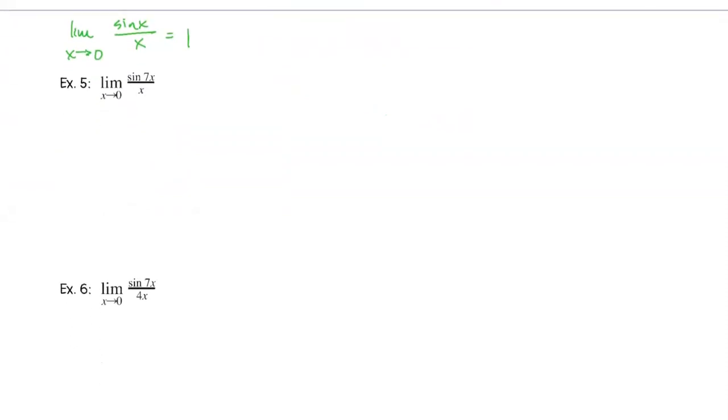So thinking about that, I look at question 5 and I'm like, that looks pretty similar, right? Sine of 7x over x looks pretty similar to sine x over x. And I'm wondering if anybody has any guesses off the top of their heads of what they think the answer for number 5 might be.